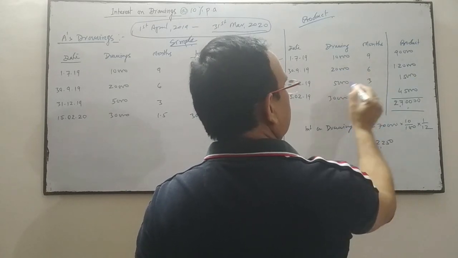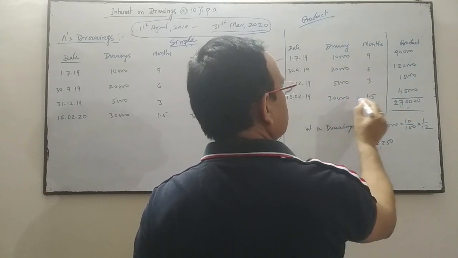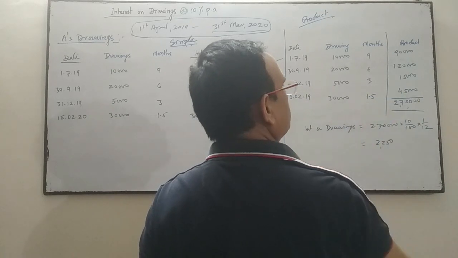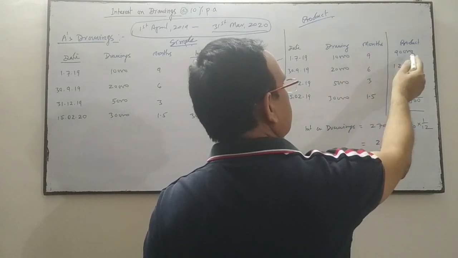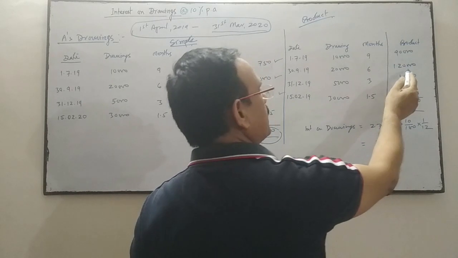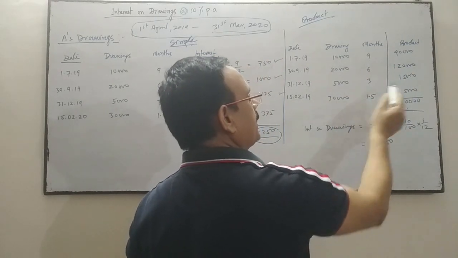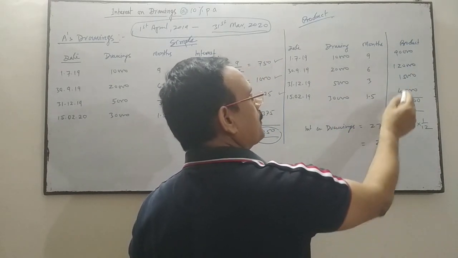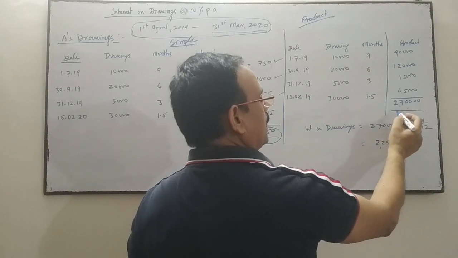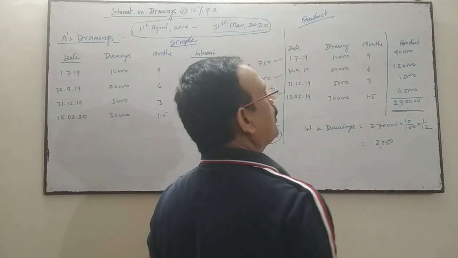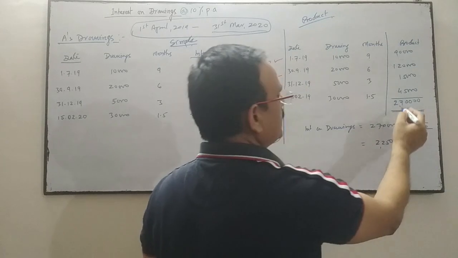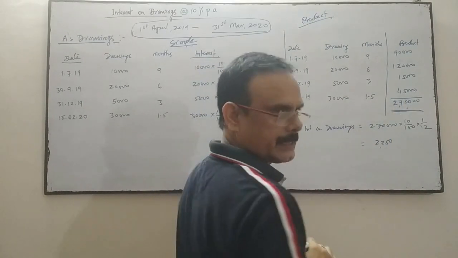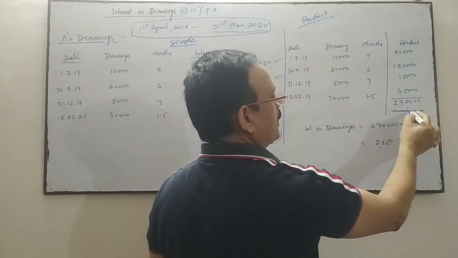10,000 into 9, 90,000. 20,000 into 6, 1,20,000. 5,000 into 3, 15,000. 30,000 into 1.5, 45,000. Now I have done the addition of these 4. So the addition is 2,70,000, which is the total of the product column.